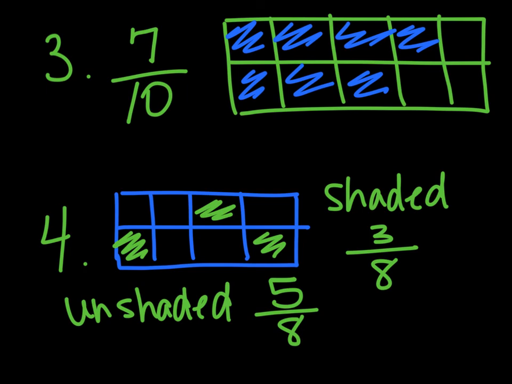Okay, I hope you got the same answers as I did. This is called a fraction strip model when we do them that are rectangles like this. So I have 7 sections that are shaded, and I have 10 total sections. So 7/10 of my object is shaded. And then for the model, the shaded part is 3/8 and the unshaded part is 5/8. Good job on your fraction work today.